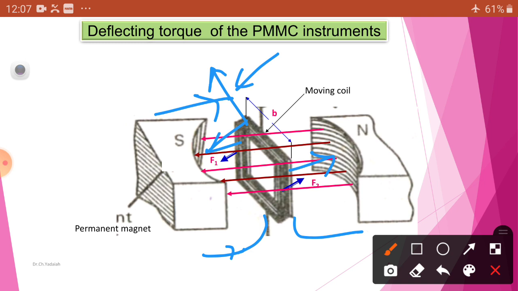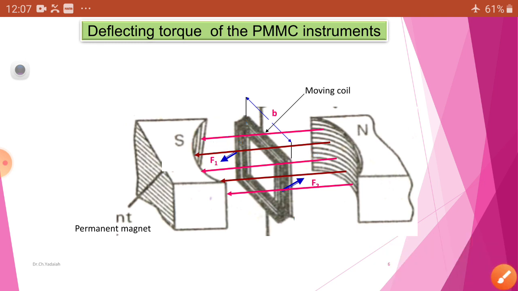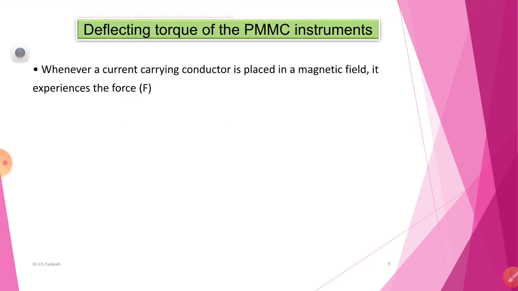So, now the torque, how much torque is developed? Let us see, calculate the basic principles, calculations. Now, whenever a current carrying conductor is placed in a magnetic field, it experiences a force. This is a motor principle. Last class we have seen.